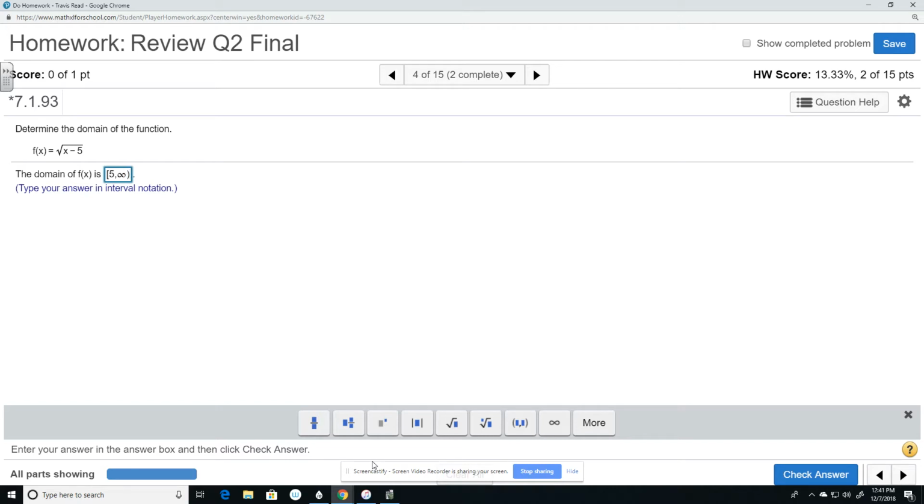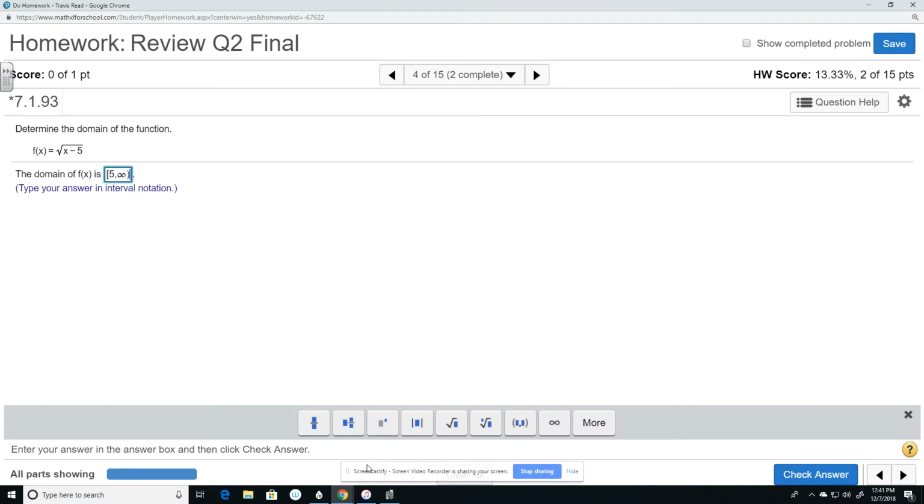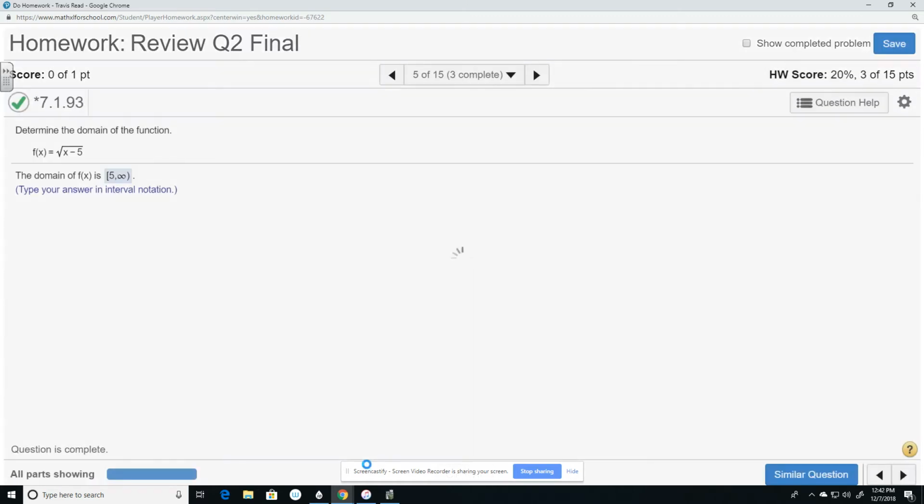So I'm going to put a bracket next to the 5 because when I looked at my graph, it can actually be 5. And then it goes up and my x's get bigger forever. So my interval would be from 5 all the way up to infinity. And that'll be our right answer.